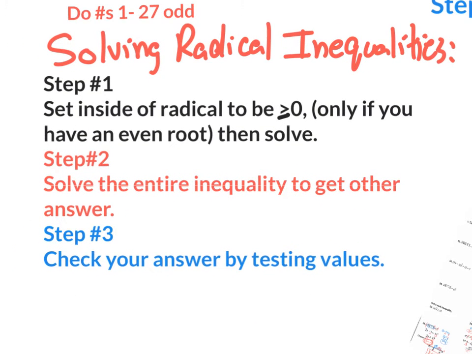But if you have an inequality, you want to set the inside of the radical to be greater than or equal to 0. That's one problem in itself where you're going to get one answer. Set the inside of the radical to be greater than or equal to 0. And again, that's only if you have an even root, like a square root. All of these are square roots, so you're going to have to do this on all of these, I believe. So you set the inside of the radical to be greater than or equal to 0, and you solve it, you get an answer, and then you go back and solve the entire thing as if it were an equation instead of an inequality. You get another answer, draw your number line, test your answers, and write it as a compound inequality if you have to. Okay?